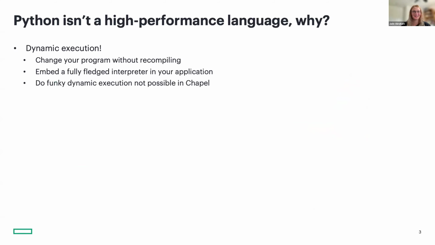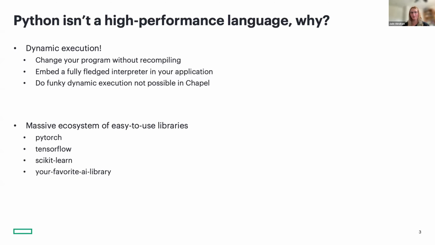And the question we maybe get asked a lot is, Python isn't high performance. Why would you want to do this? And probably the biggest answer is dynamic execution. You can completely change your program without needing to recompile it and reinvoke the slow Chapel compiler, which we've heard many complaints about today. You can also embed a full-fledged interpreter in your application and do all kinds of funky dynamic things. And you also get really nice access to lots of easy to use libraries, especially AI libraries. So let's look at some examples of all of this.